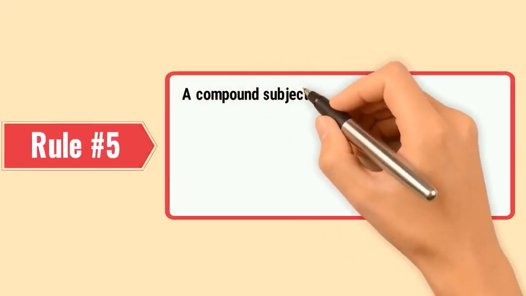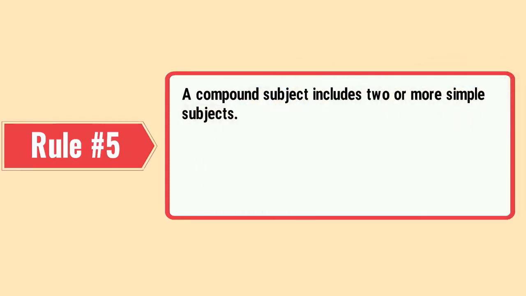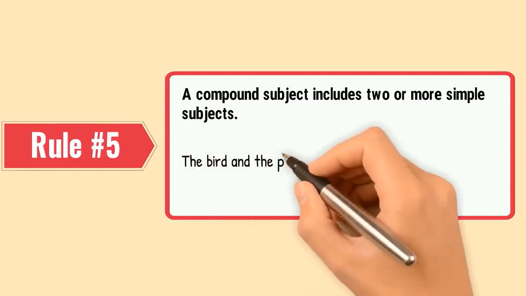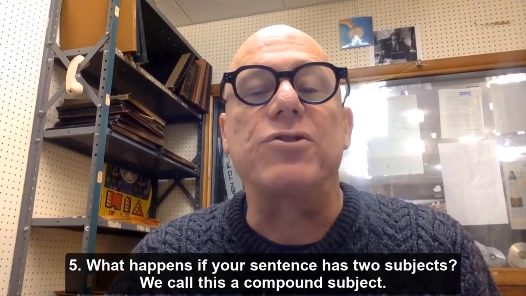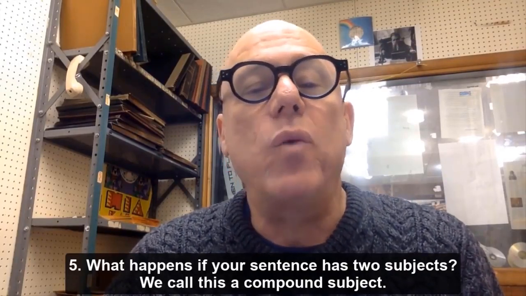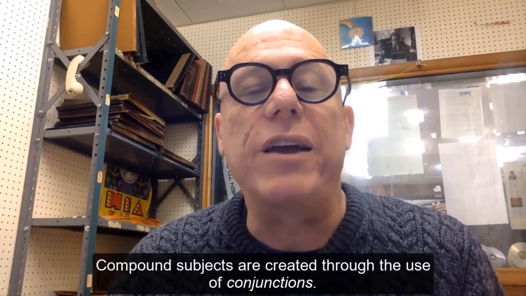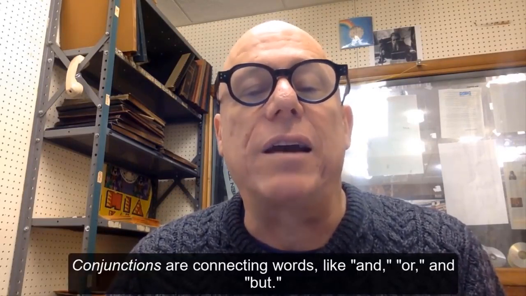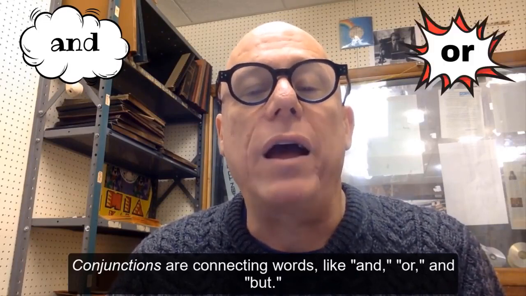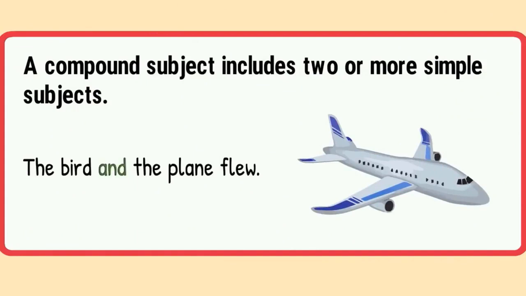Rule number 5. A compound subject includes two or more simple subjects. The bird and the plane flew. What happens if your sentence has two subjects? We call this a compound subject. Compound subjects are created through the use of conjunctions. Conjunctions are connecting words like and, or, and but. Example, the bird and the plane flew.